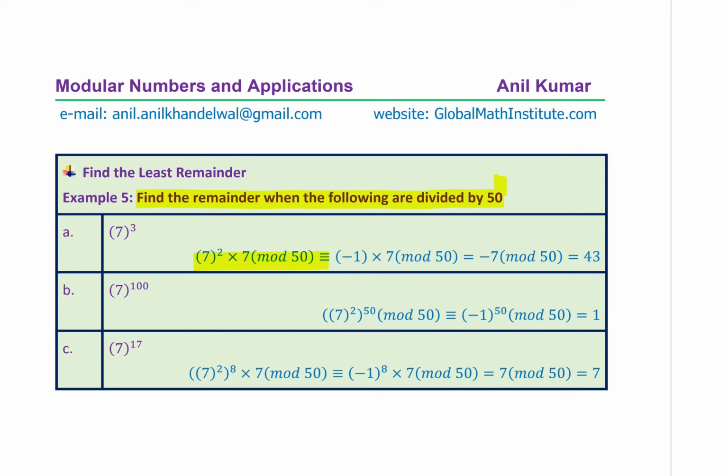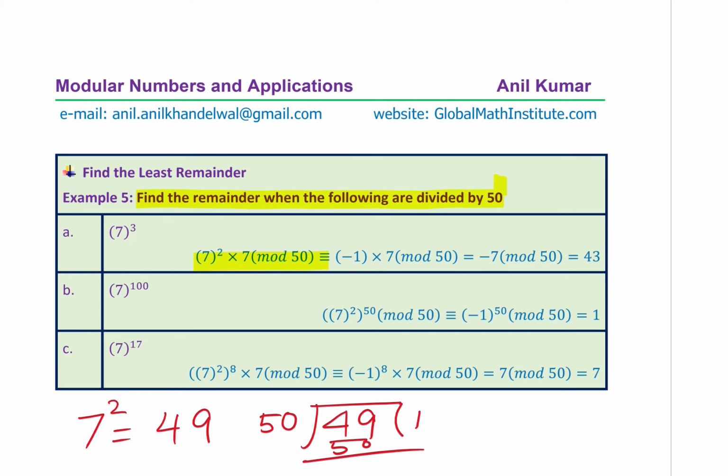Well, this is interesting. What is 7 square? Well, 7 square is 49. So when I divide 49 by 50, what do I get? Well, it may go one time and then I get minus 1. Do you see that? So basically, we have minus 1 as 7 square mod 50. You understand? So 7 squared mod 50 is minus 1 as shown here. So that is a huge property which we can use in this example.